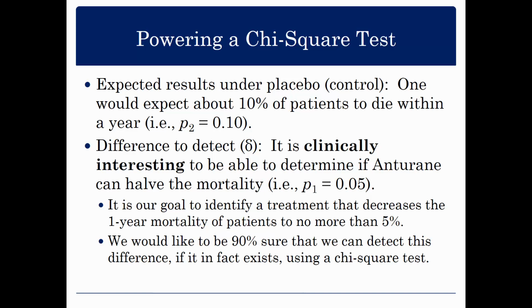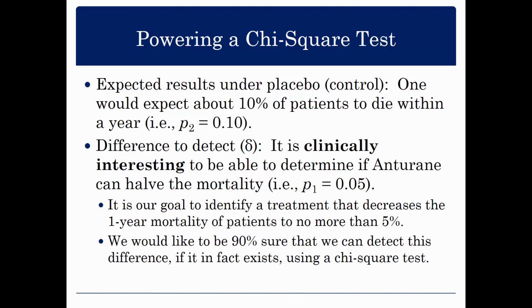Notice we're making this assumption, we're not observing it. What we actually observe in our control group could be very different from 10%. That's why we have to always be careful about keeping those kinds of things in context.